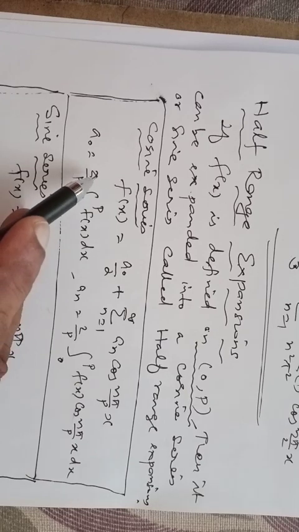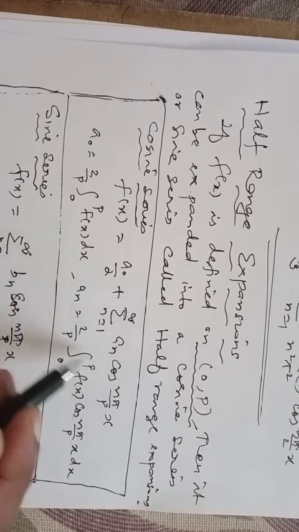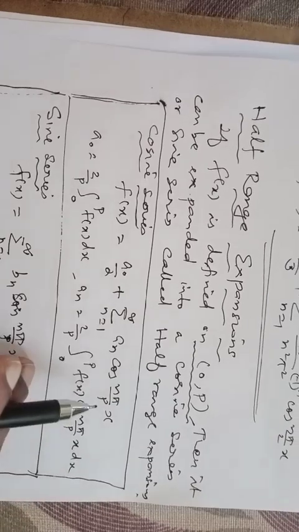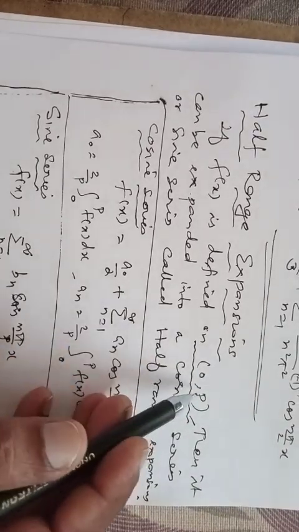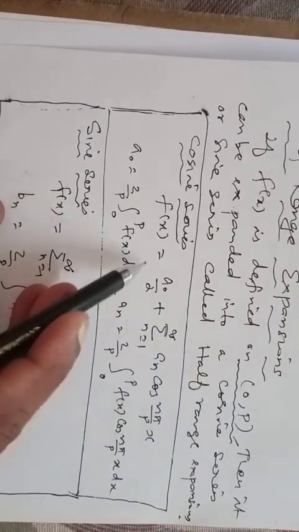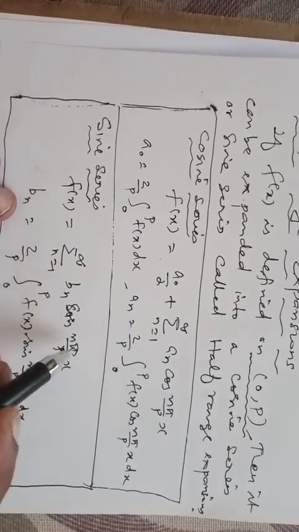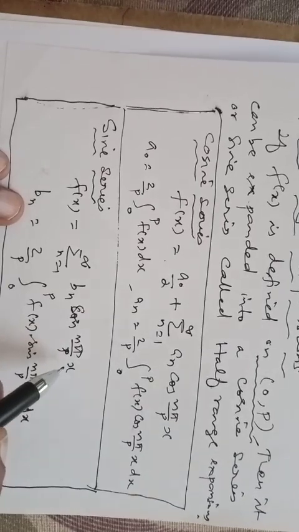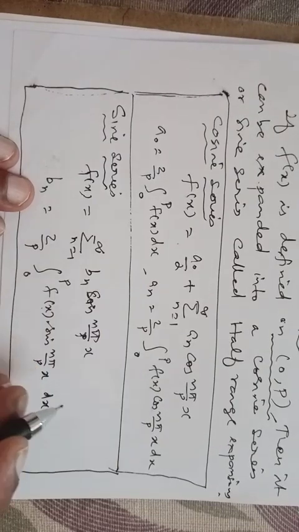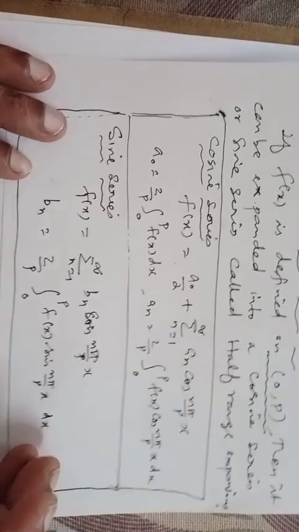Therefore, the formula is a0 is equal to 2 by p into integral 0 to p f of x dx, and an is equal to 2 by p into integral 0 to p f of x into cos n pi by p x dx. Okay. p is obtained from this given interval. If it is asked to find the sine series, then a0 and an are not there, but bn is there. Sigma n equal to 1 to infinity bn sin n pi by p x. And bn is 2 by p integral 0 to p f of x into sin n pi by p x dx. Okay, it's a formula to find the cosine and the sine series.